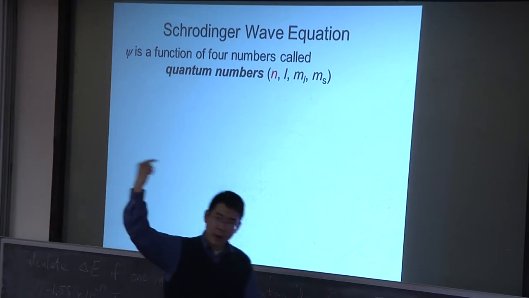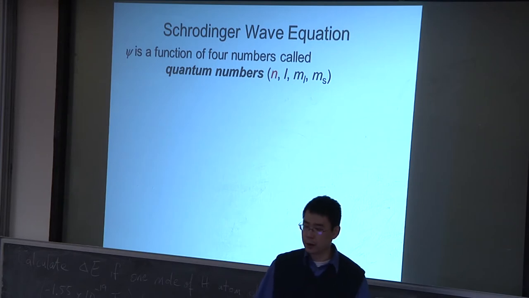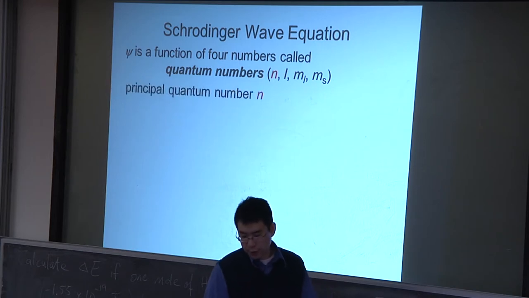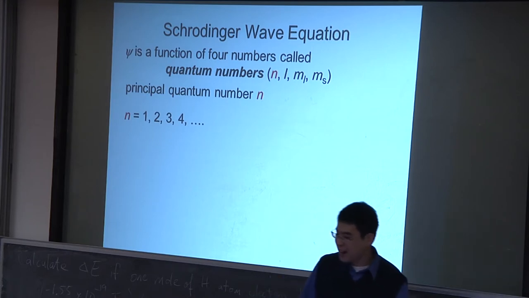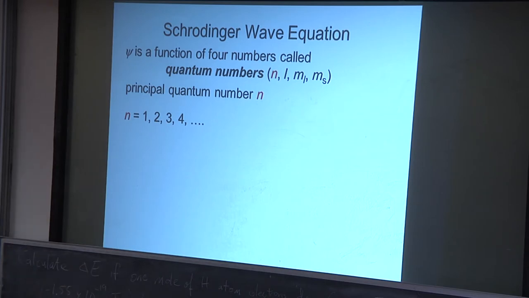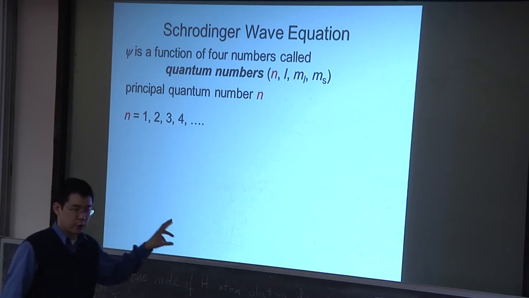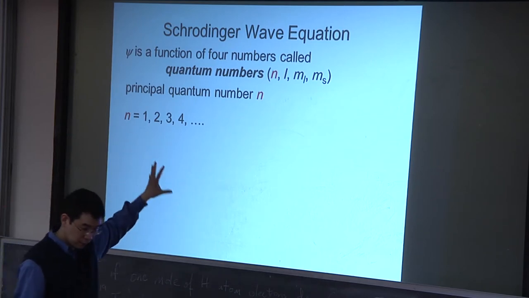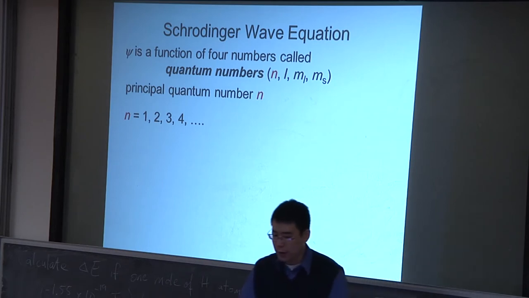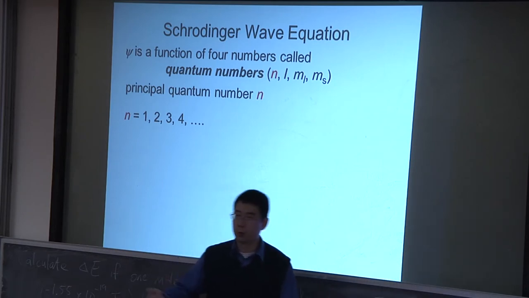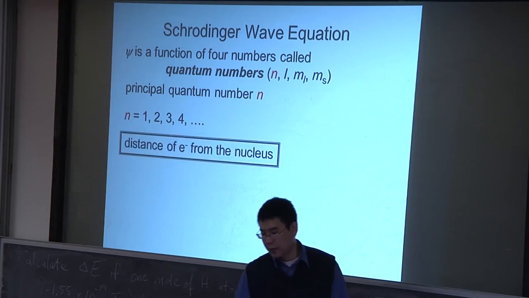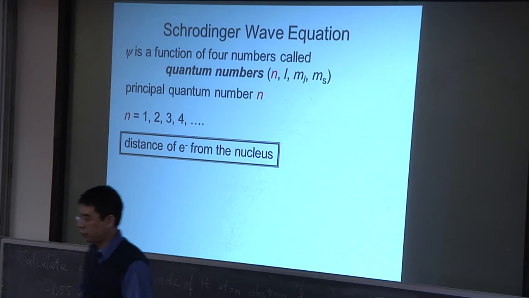And yes, n is the same n, in spirit anyway, that's in the Bohr atom. So the principal quantum number is n, and what you'll find is that these quantum numbers have specific rules about them. And so each electron is going to be described by a function of four numbers. And the numbers are going to be different for each depending on the electron. So n is allowed to have the values of 1, 2, 3, or 4, and so on, positive whole numbers starting with 1. And n indicates the distance of an electron from a nucleus.